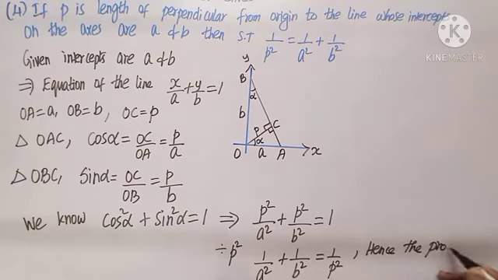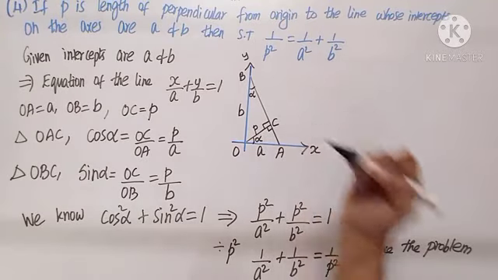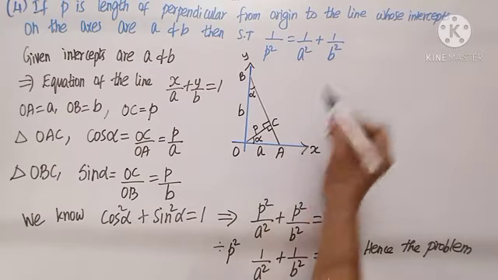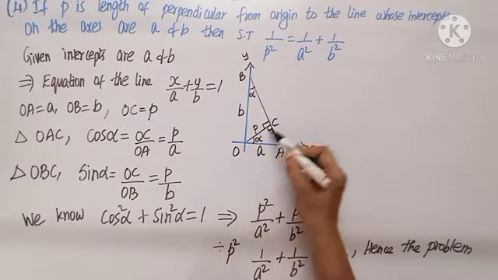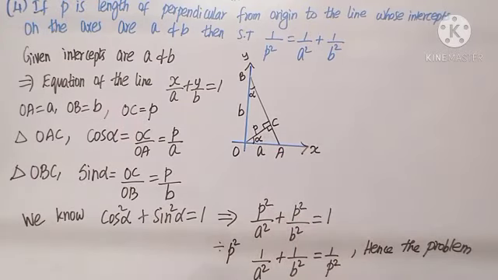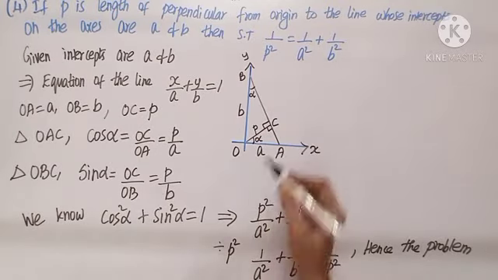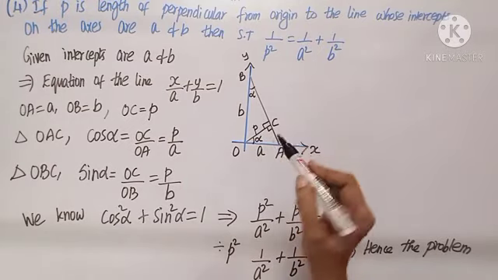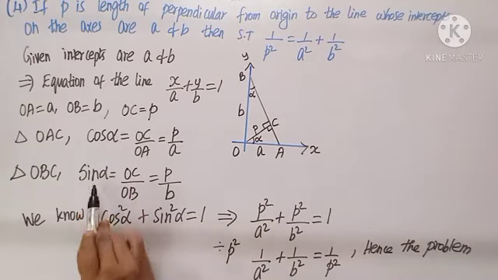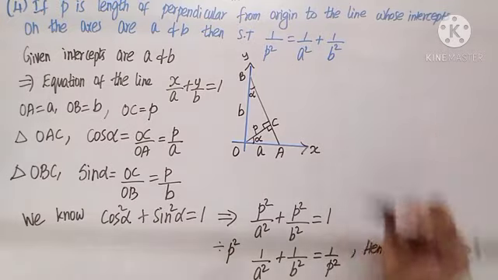So in this problem, we are not asked equation of a line, rather some result using A, B, P. A is x-intercept, B is y-intercept, and P, the length of perpendicular. The length of perpendicular says I can create this angle as alpha. Once I know two right angle triangles, from the two, I can immediately write what is cos alpha and sine alpha. Using the identity, I can arrive at the required result.